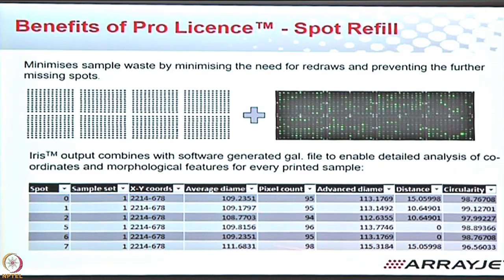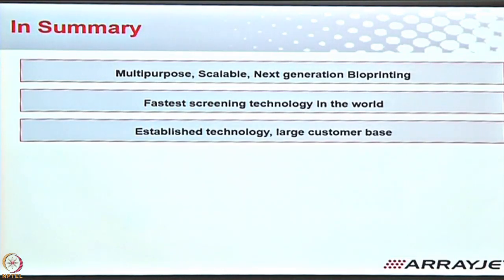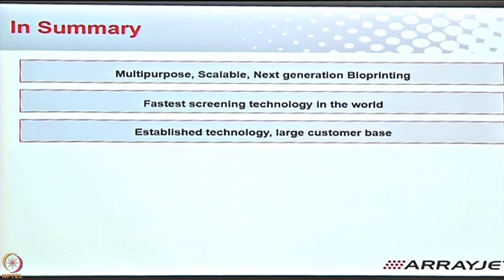So it gives you complete details to be able to verify or plot a standard curve or get a T-paired square test, etc. So to conclude, it's multi-purpose, it's scalable, it's obviously next generation of printing. It's the fastest technology in the market. And it has a large customer base, which is why it's important to address issues in proteomics in R&D more than established industries, because here we are at a stage where we are trying to develop something. And we need technology that can help us develop it faster and more accurately.